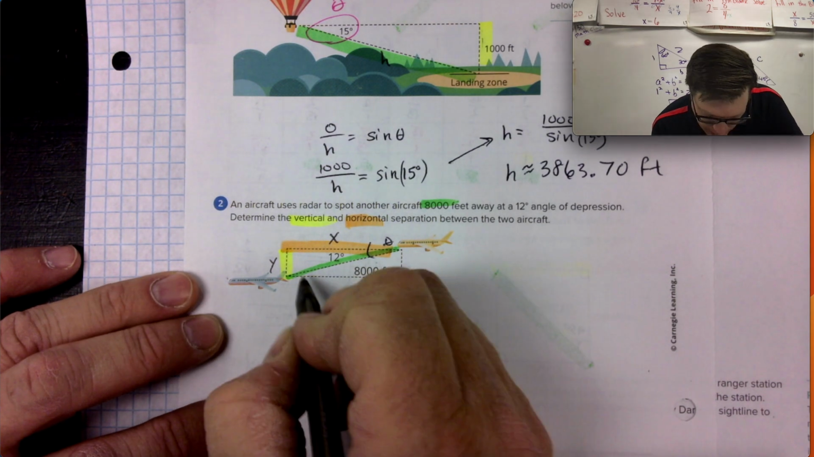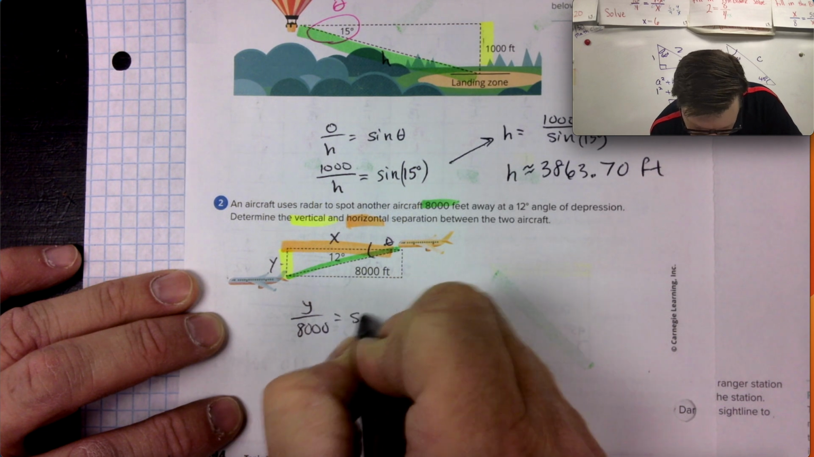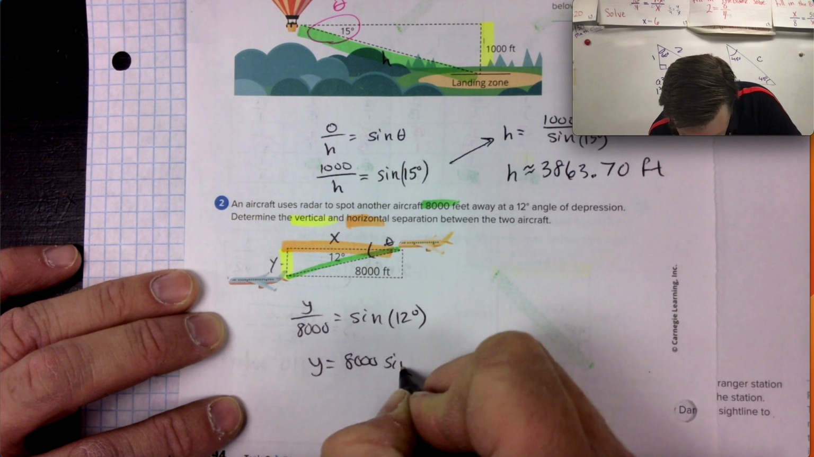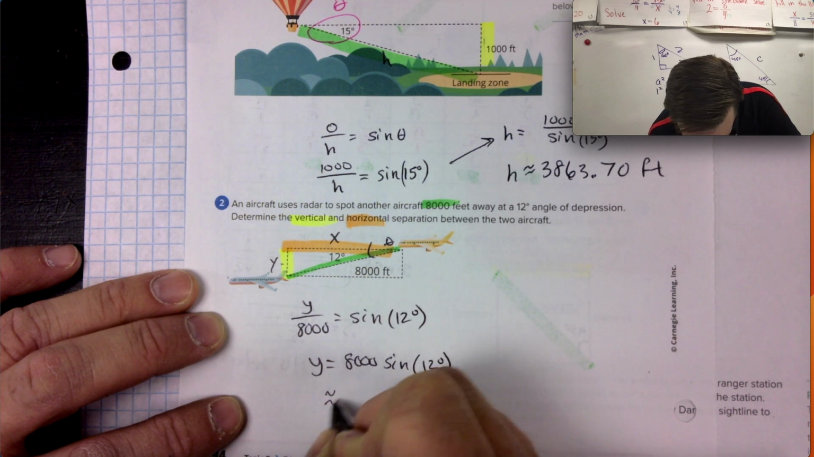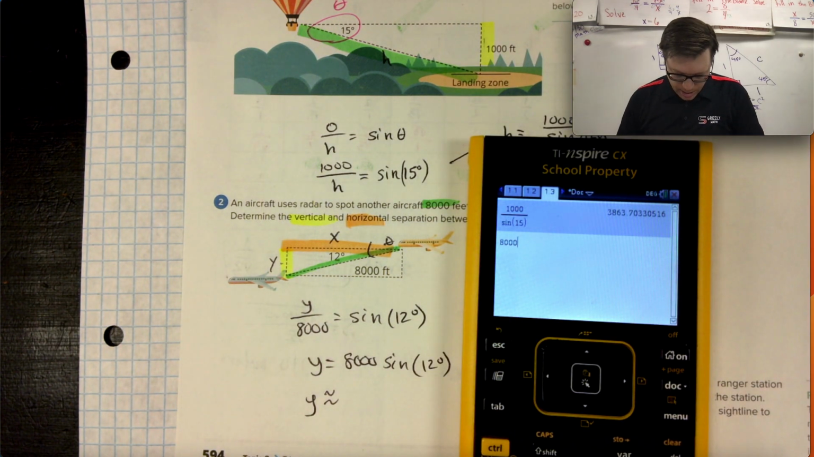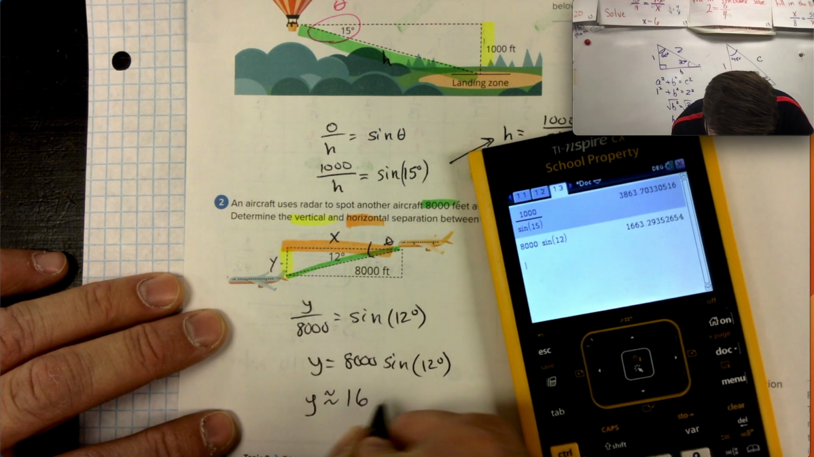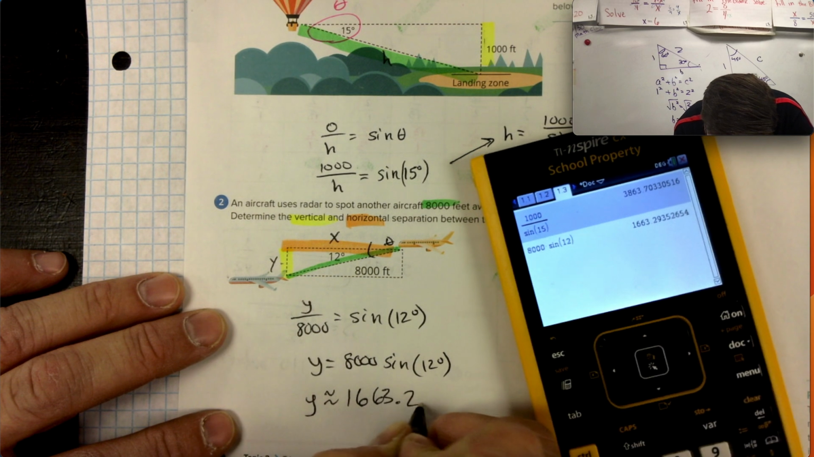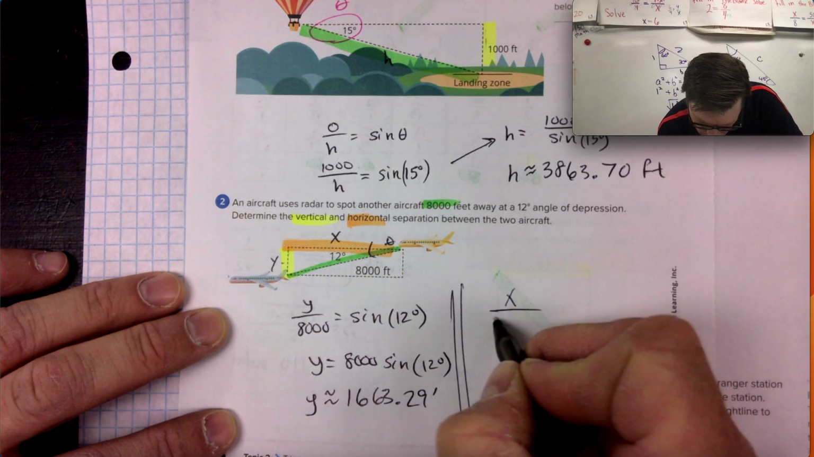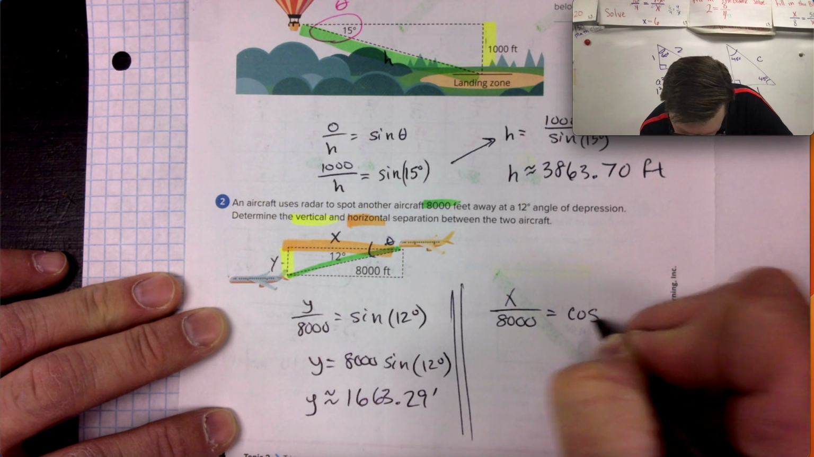So therefore, the opposite over hypotenuse is going to be the sine of 12 degrees. Y is going to be equal to 8,000 sine of 12 degrees. Y is approximately equal to 8,000 times sine of 12, which is 1,663.29 feet.